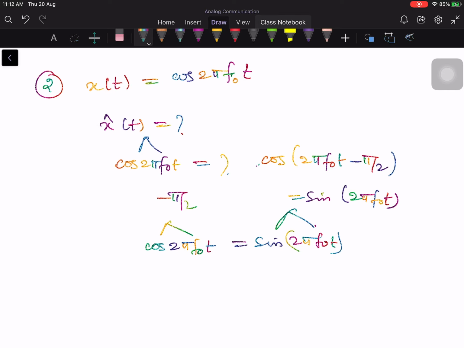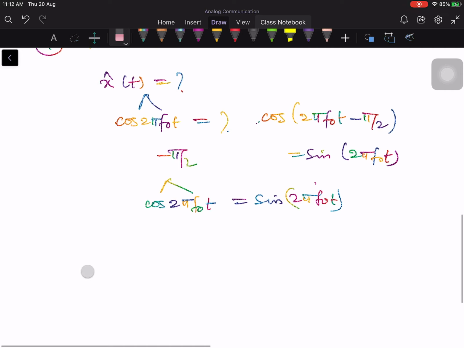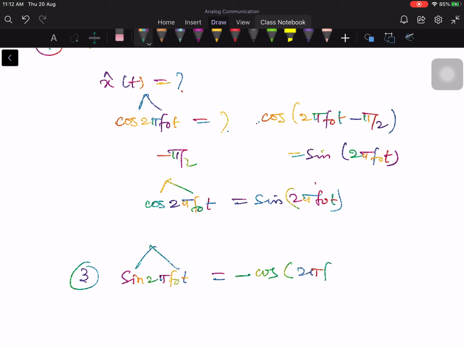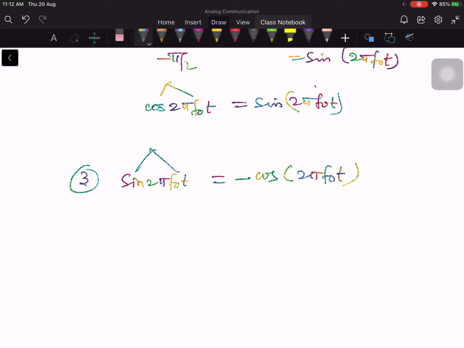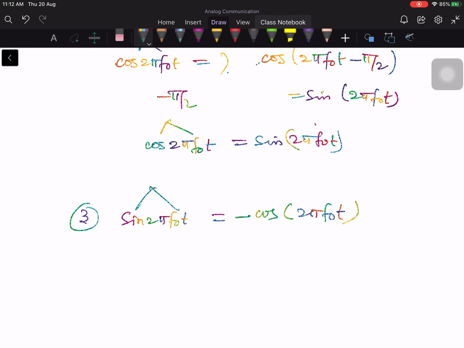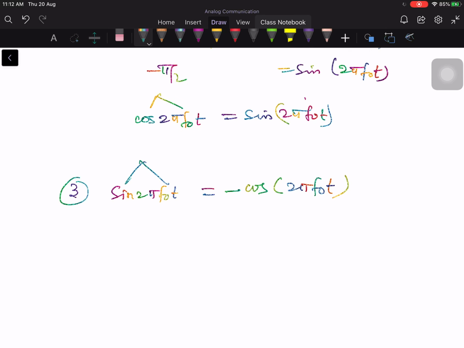I am sorry, this hat will not come. Sine 2 pi f naught t. Similarly, you can find the Hilbert transform of sine 2 pi f naught t. This is going to be minus cos of 2 pi f naught t. So these are very useful and simple signals, cos omega naught t and sin omega naught t. So you can find them obviously without going through the convolution operation.